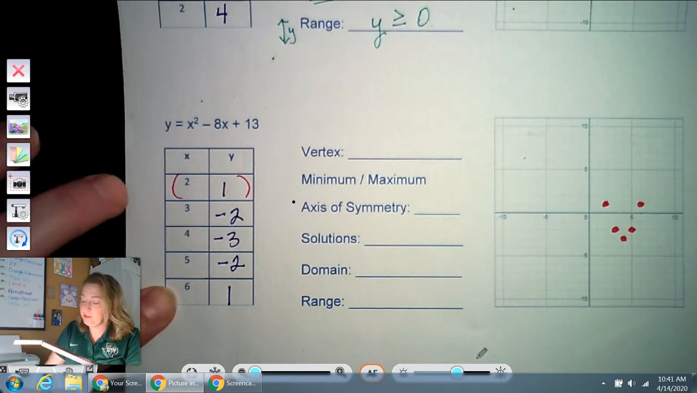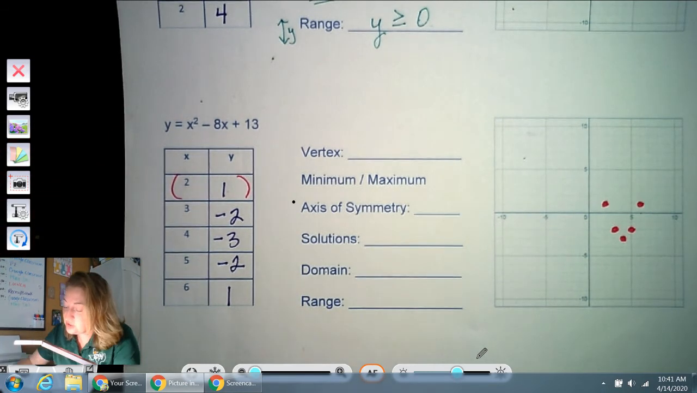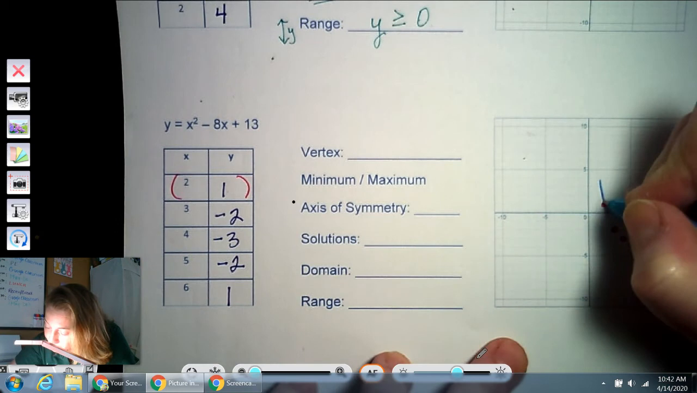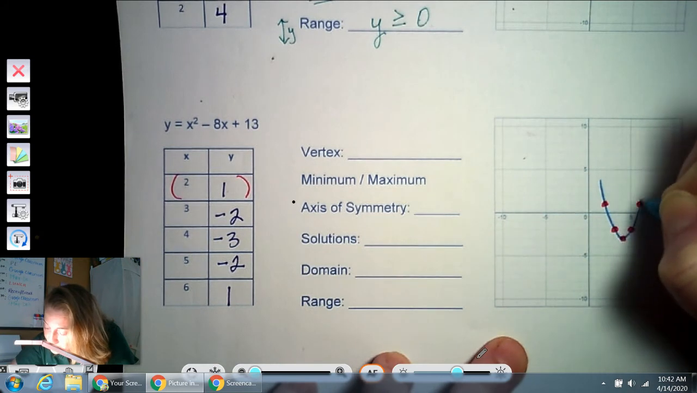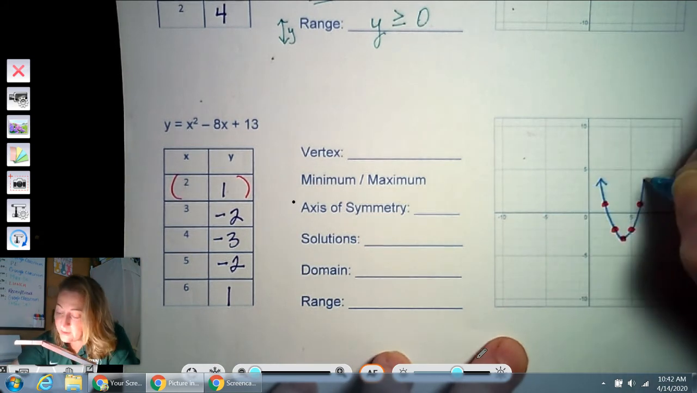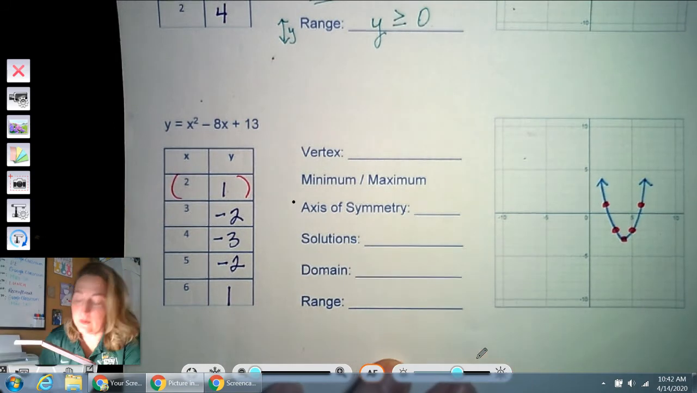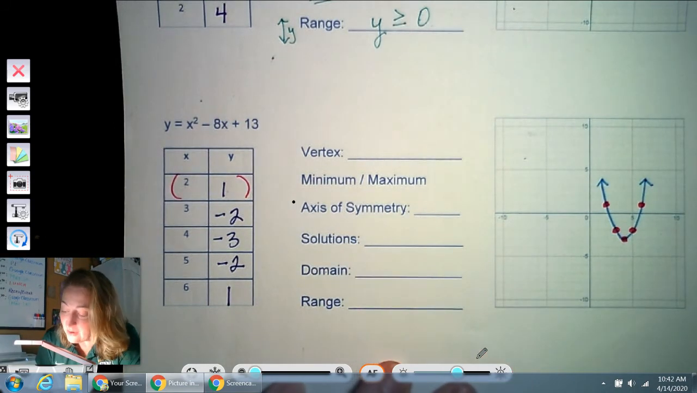Okay. And so that gives us the general shape of our parabola. I'm going to go ahead and sketch the parabola. Put my arrows at the top. Okay. So now, where's my vertex?